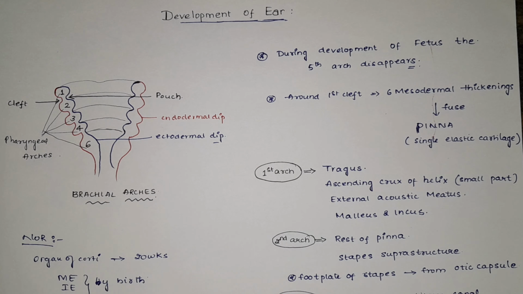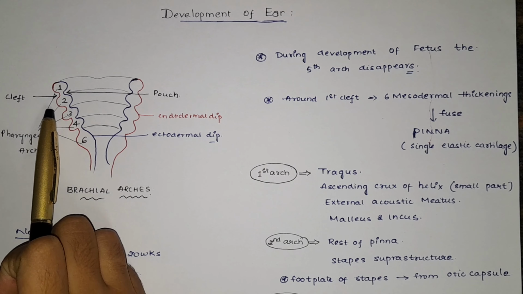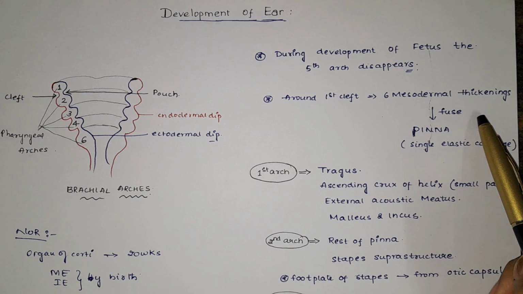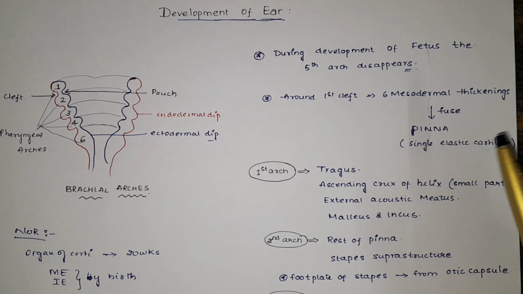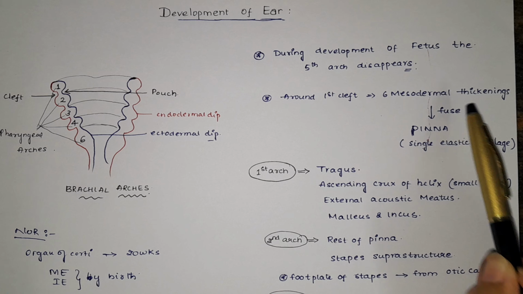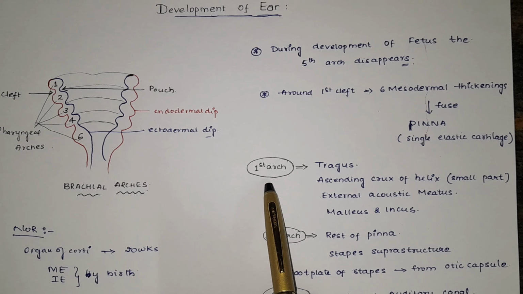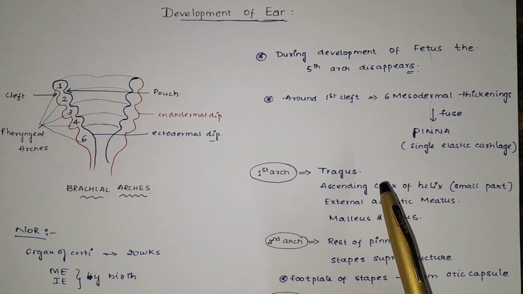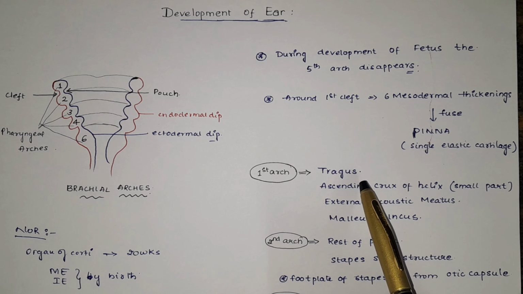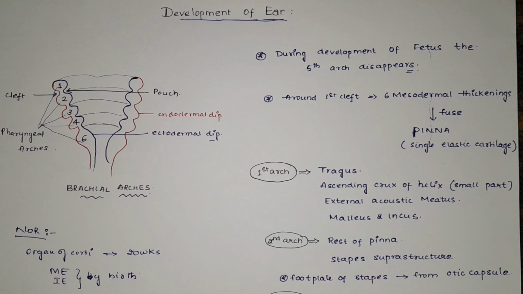So here's the difference. Around the first cleft, we have six mesodermal thickenings, which fuse to form the pinna. So I summarized everything that is there in the textbook. From the first arch, there is a development of the tragus. We all know what the tragus is. I'll show you the picture of it.